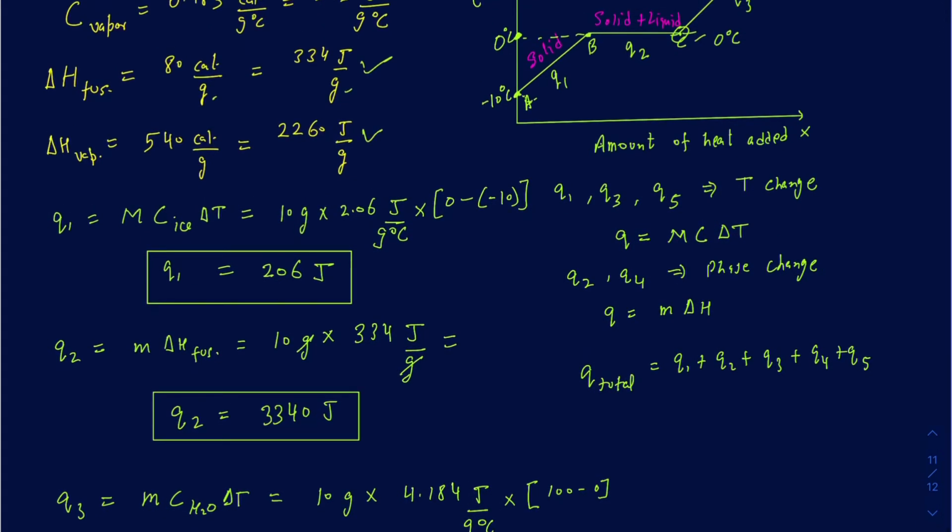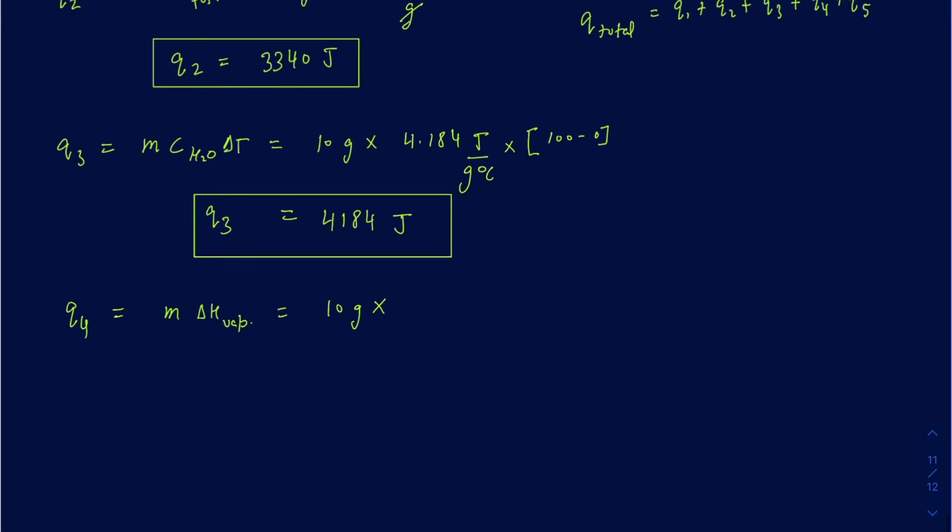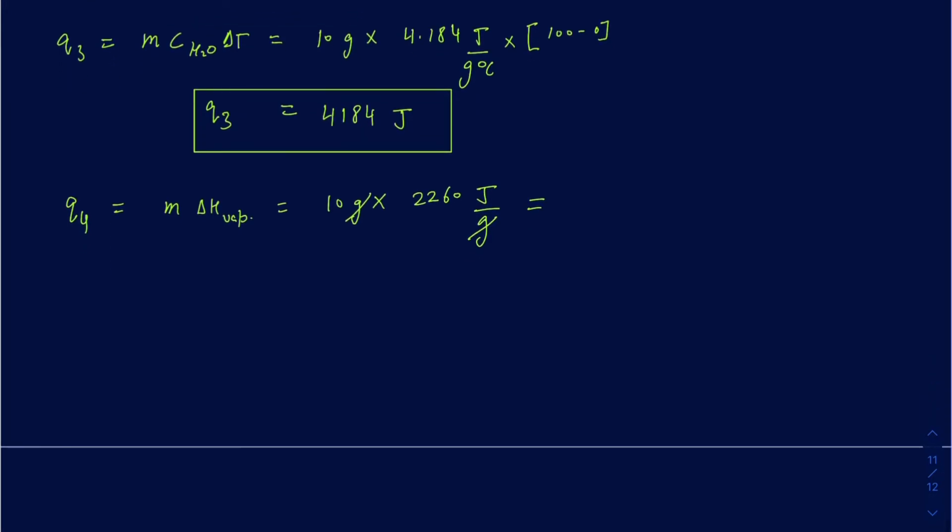Those numbers are going to be given, all those constants, and the delta H of vaporization for water is 2260 joules per gram. So when you calculate this out, it's going to be 22,600 joules of energy, and that's going to be your Q4.